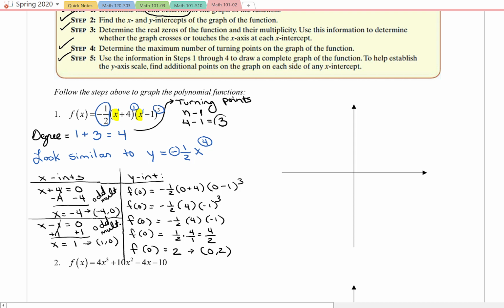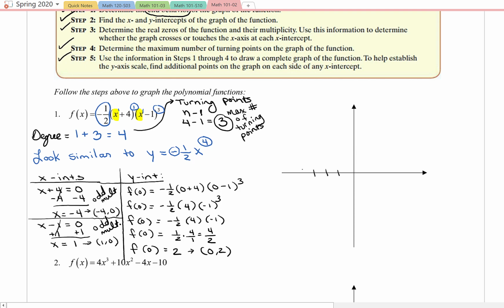So this would represent the maximum number of turning points that I could possibly have on this polynomial function, right? It doesn't have to have 3 turning points, but this just represents the maximum number that it could have. So I just want to make sure I emphasize that it doesn't have to have 3, but it's the most that it could have if I were to look for turning points. Okay, so we have done that.